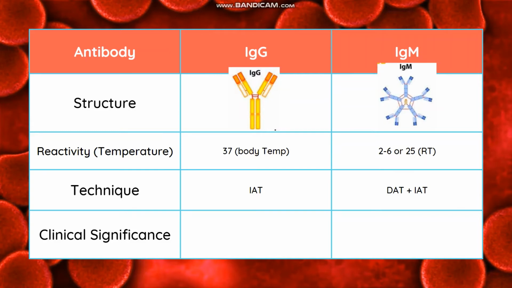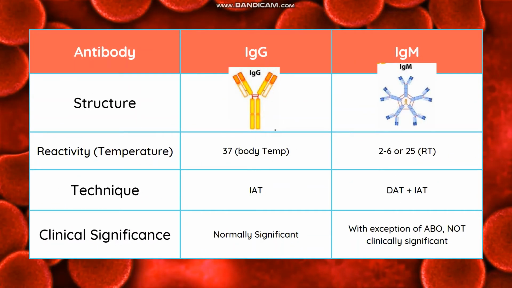The DAT tends to be done at room temperature, so we incubate it at 25 degrees. Conversely, for the indirect agglutination technique, we need extra reagents to help with the binding for us to be able to visualize the IgG antibodies binding to antigens. IAT is also almost exclusively done at 37 degrees to mimic the body and to allow this reaction to occur.